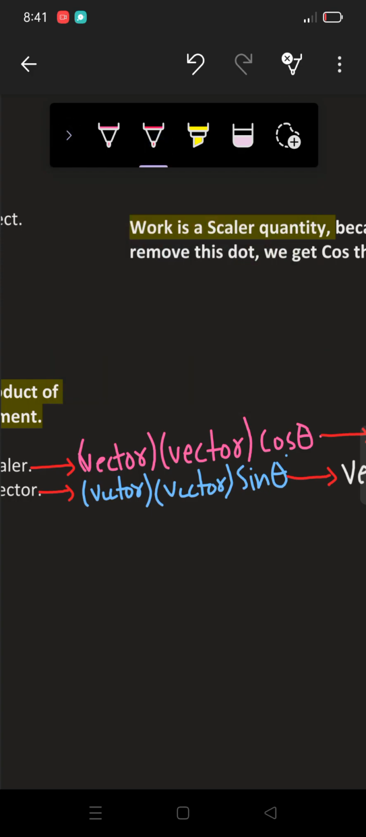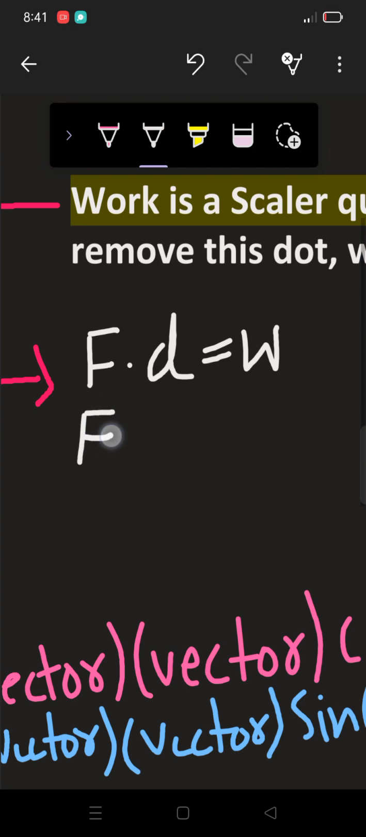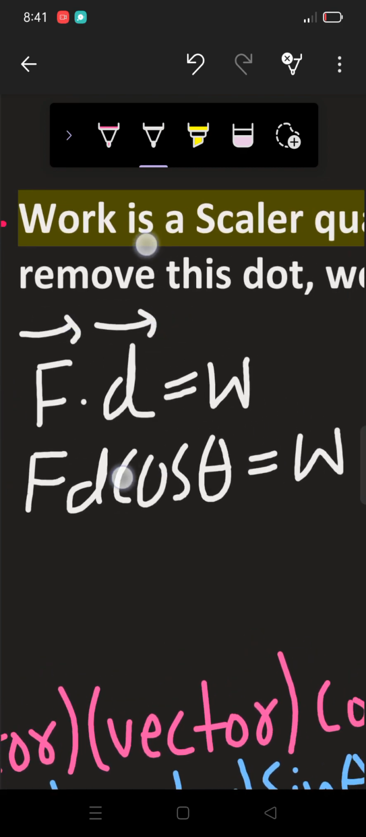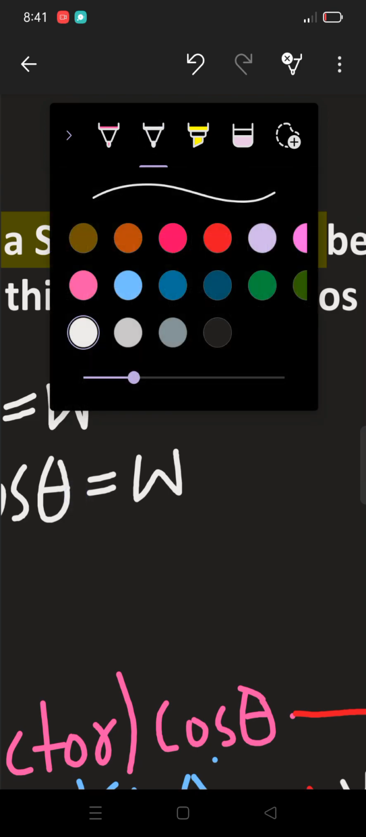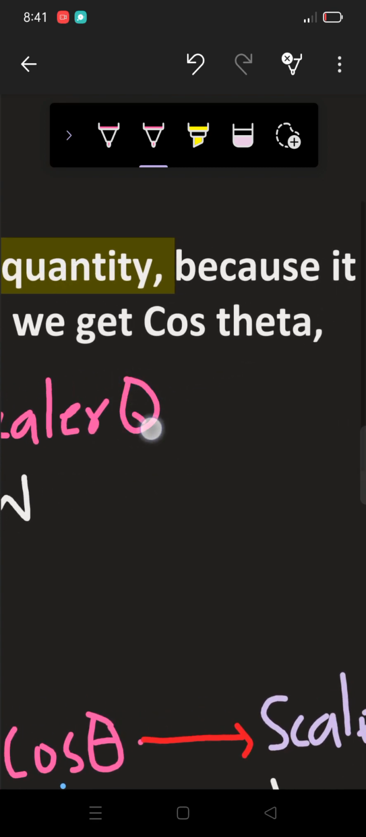Here we have concluded this. Right, because it is the dot product of force and displacement. When we remove this dot, we get F D cos theta. Because there was a dot between these two vectors, it will give us a scalar quantity, right?